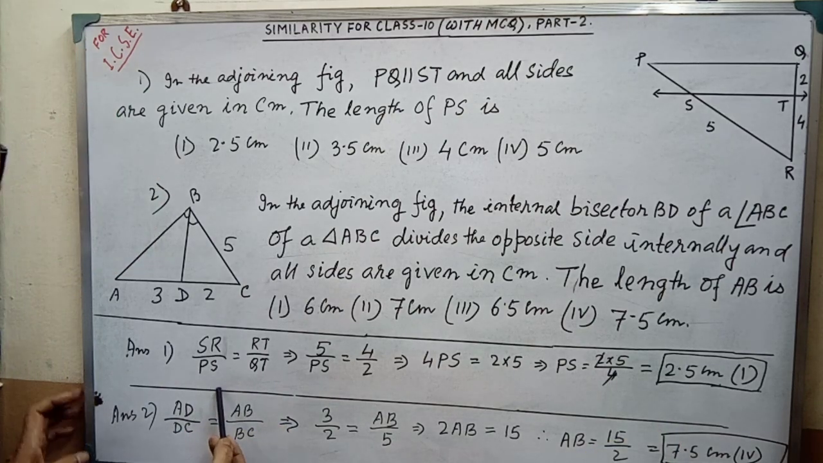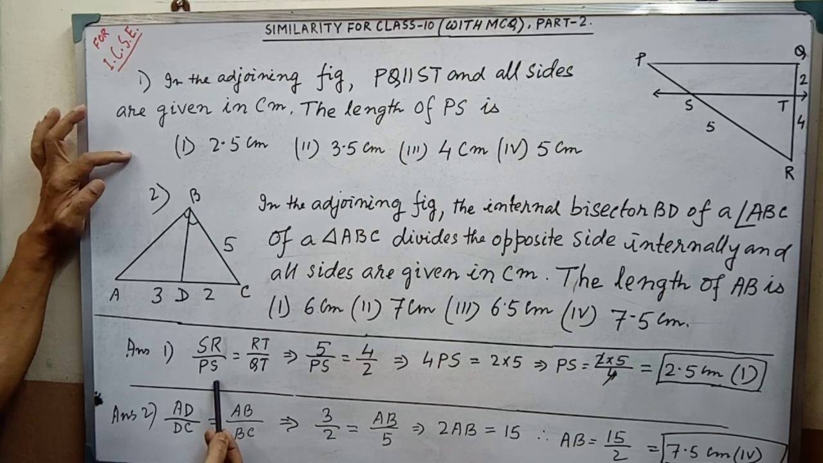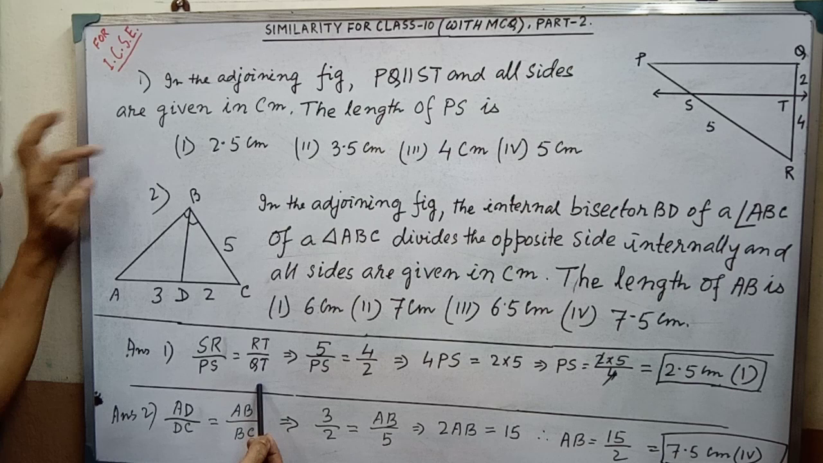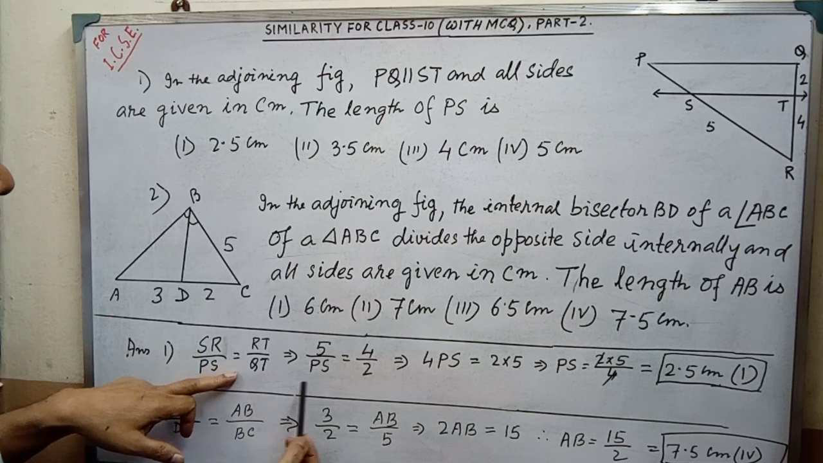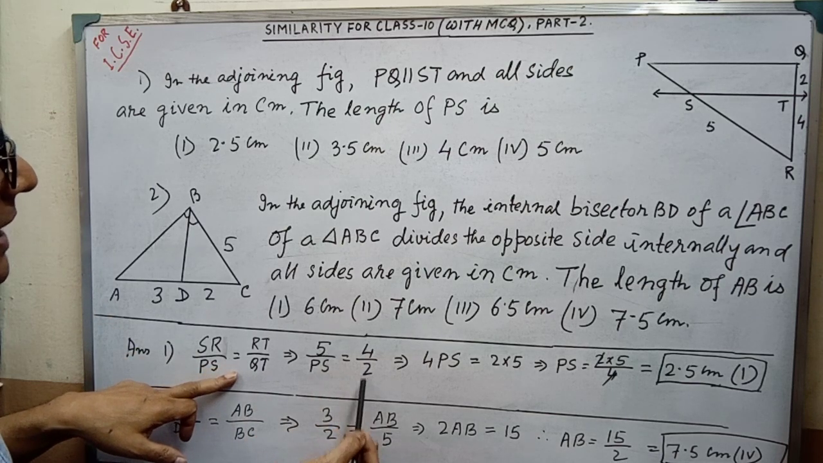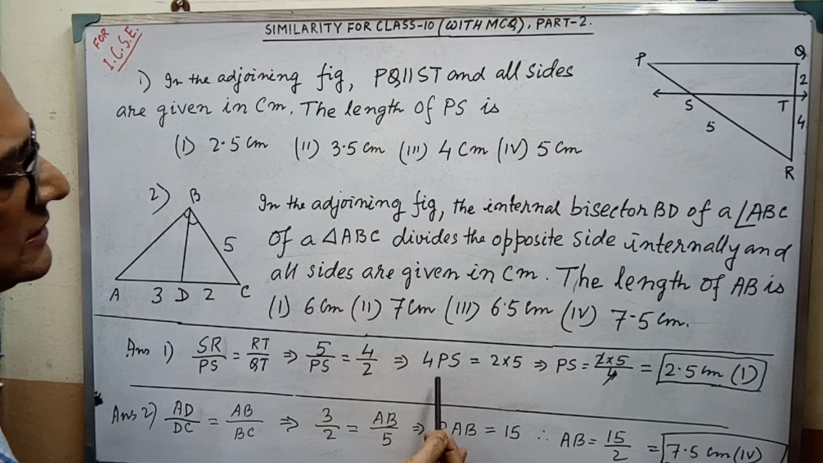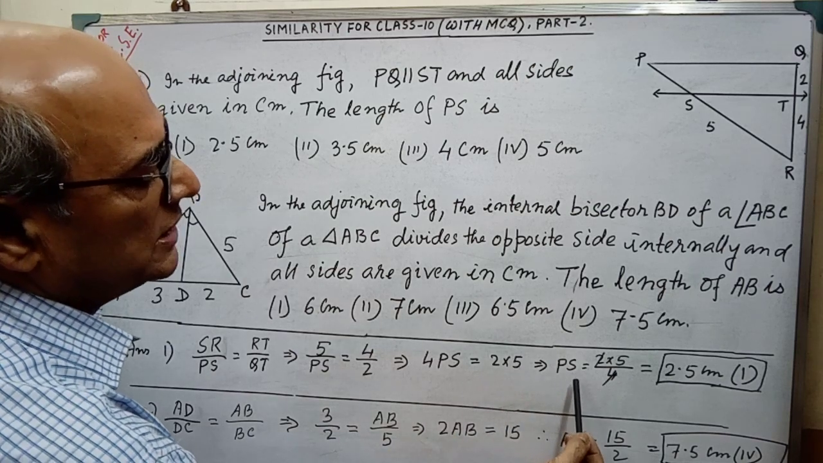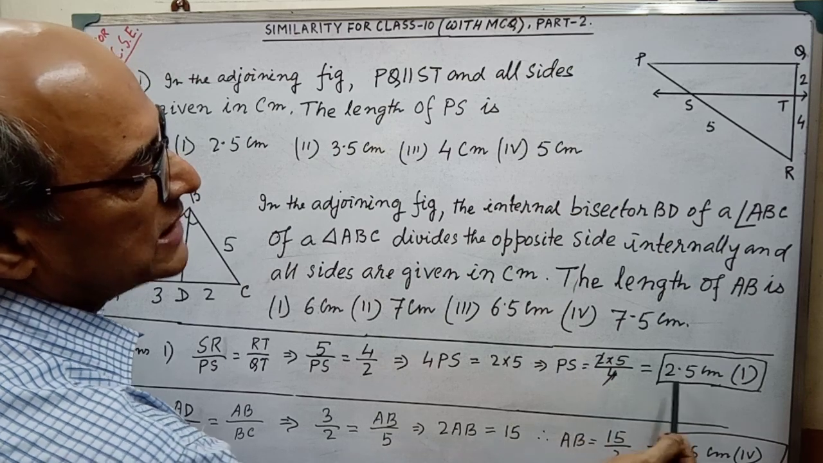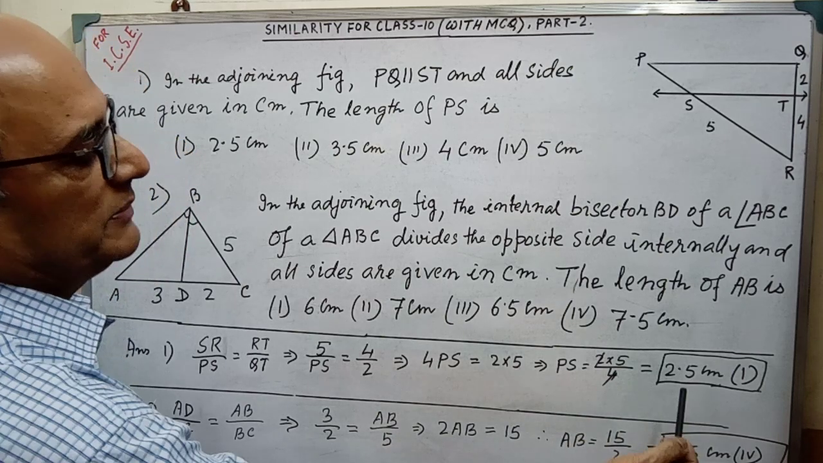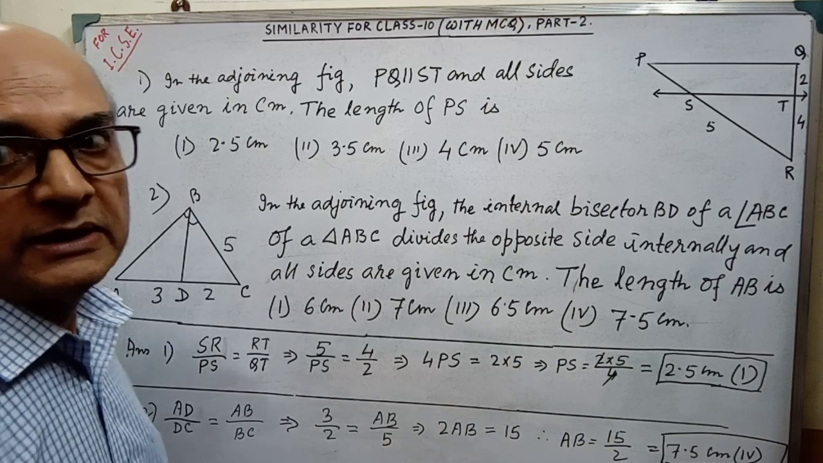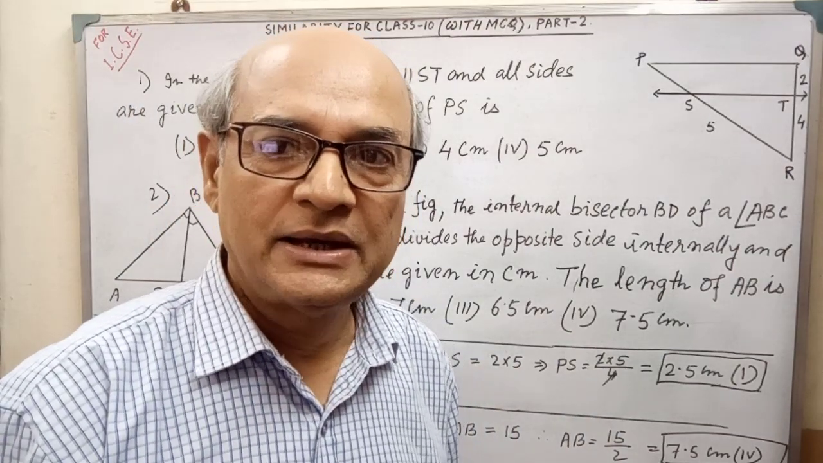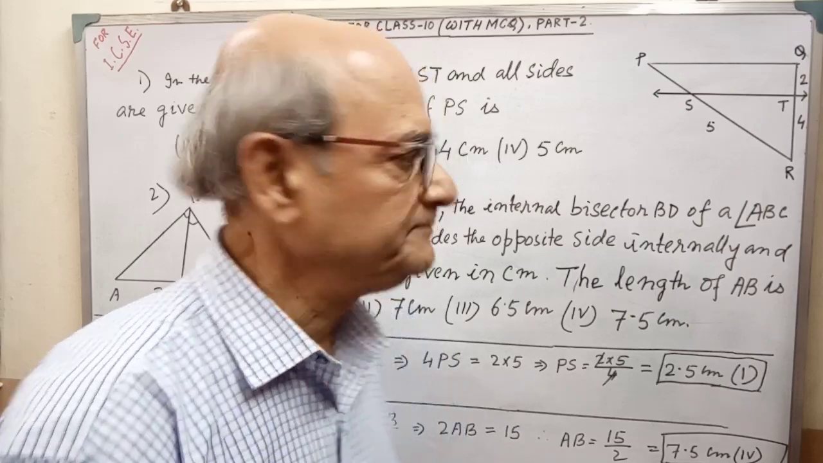And the way of answering, see, from the theorem we are getting that SR by PS equal to RT by QT. After writing this ratio, then we have to write the relevant values. After writing the relevant values, we have to simplify. After simplification, the answer of PS is coming 2.5 centimeter. If a reason is required, then you will write the reason, or directly you may write the answer.